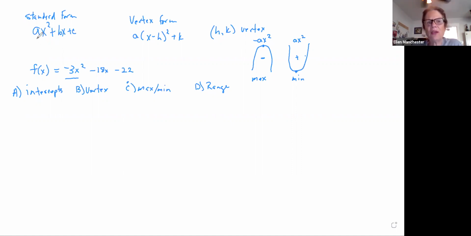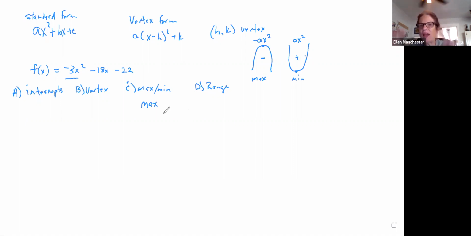You can look at it the same way in standard form, where a is either positive or negative. In vertex form, the a is either positive or negative. So that's how you can answer this third question very easily. Just look at the first term. If it's positive, I have a minimum. If it's negative, I have a maximum. So the answer to C on this one is I have a maximum.